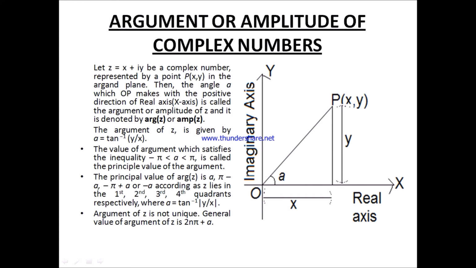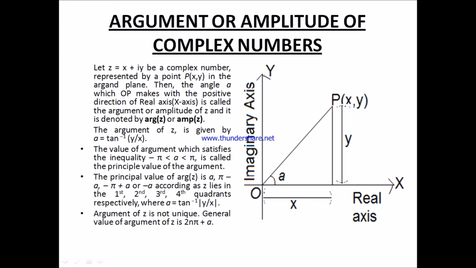Similarly, in the case of the third quadrant, we have to do minus pi plus A, or deduct pi from A, in order to get the principal value of the argument of Z. And in the case of the fourth quadrant, the argument we get we simply have to negate, that is, minus A, and we'll get the principal value of the argument of Z.